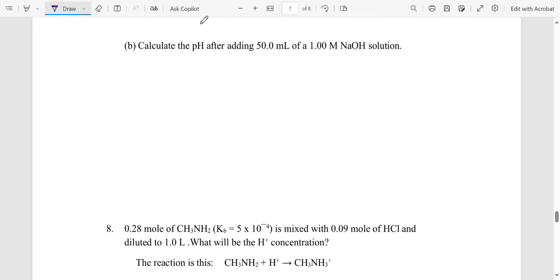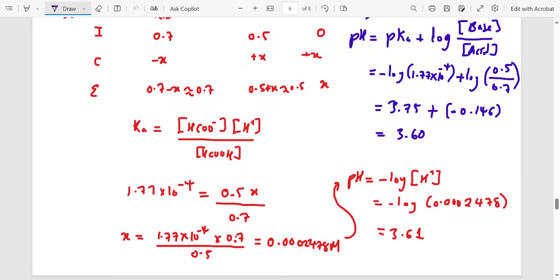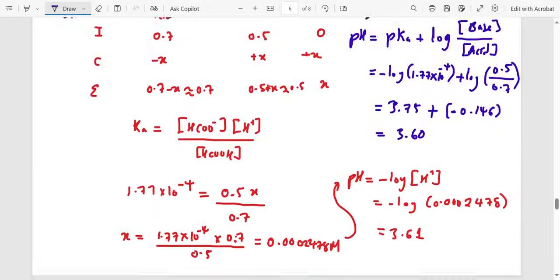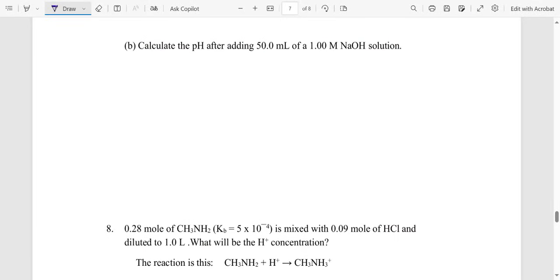B is saying calculate the pH after adding 50 ml of 1 molar sodium hydroxide solution. So this is basically the same question as the one above. We have got a buffer there of formic acid. But with that buffer, what we are doing is adding sodium hydroxide. What do you think is going to be happening? What will be happening is that the sodium hydroxide will consume some of the acid.